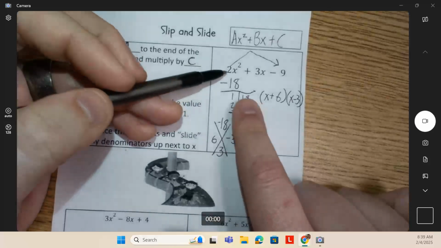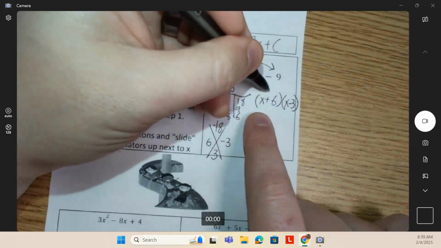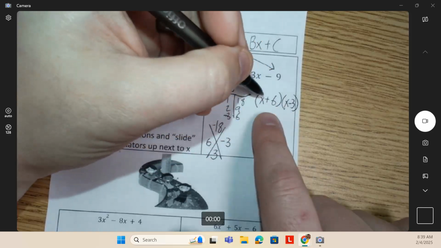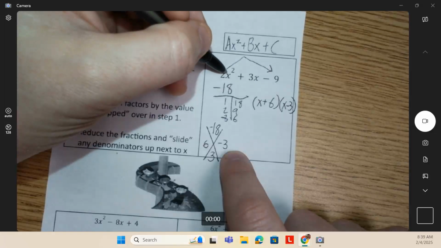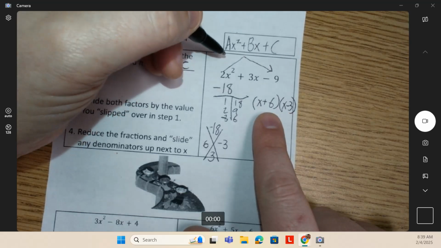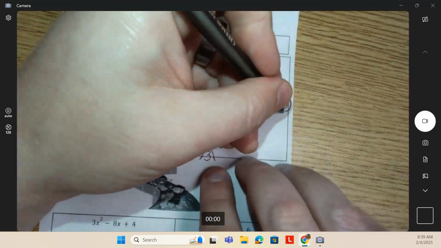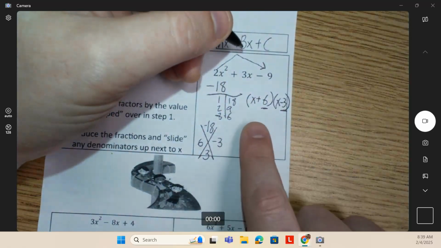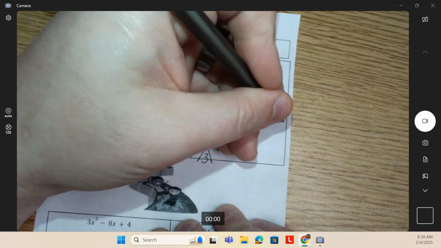Okay, now we have that 2 that was up front. So what happens is if I do the FOIL method or the box or my double claw to multiply this back out, when I do x times x, I'm not going to get 2x squared. So what I have to do is divide both of these back terms by this 2 and slide that 2 back out front if my fraction won't simplify. So this becomes x plus 6 over 2 and x minus 3 over 2.